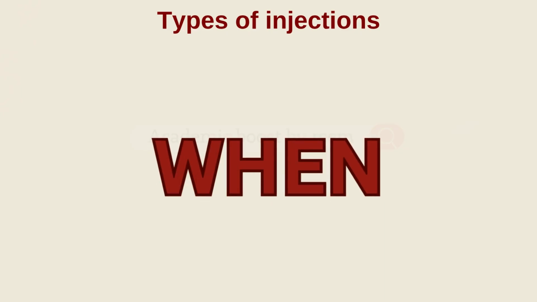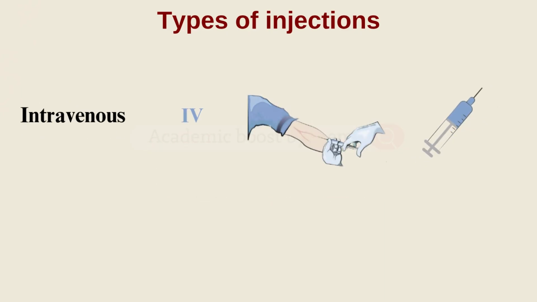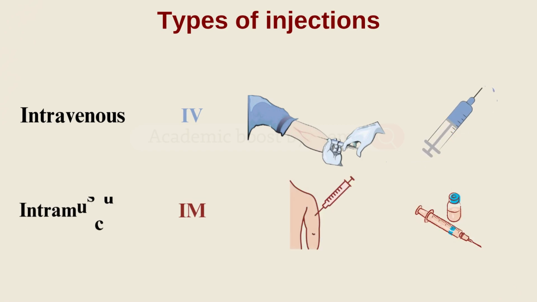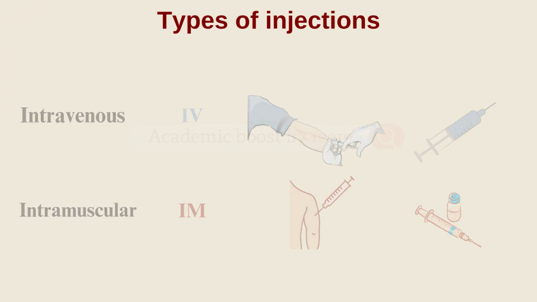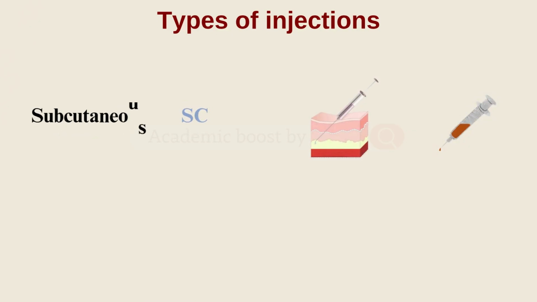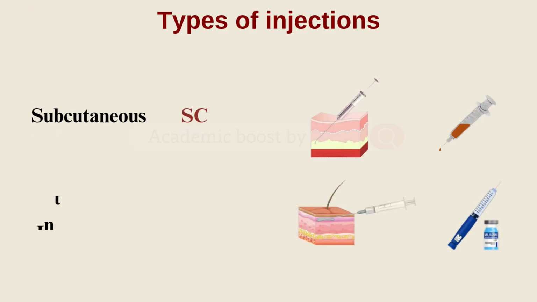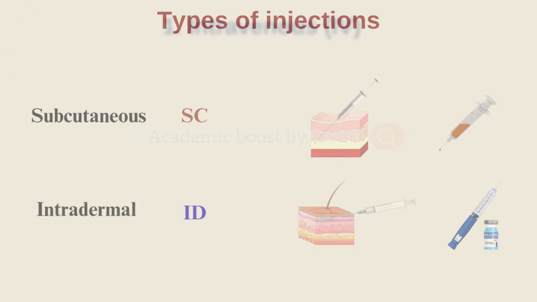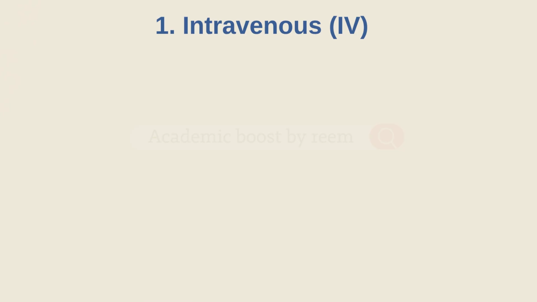First, intravenous or IV. Second, intramuscular or IM. Third, subcutaneous or SC. And fourth, intradermal or ID. Let's start with intravenous injections, commonly known as IV.